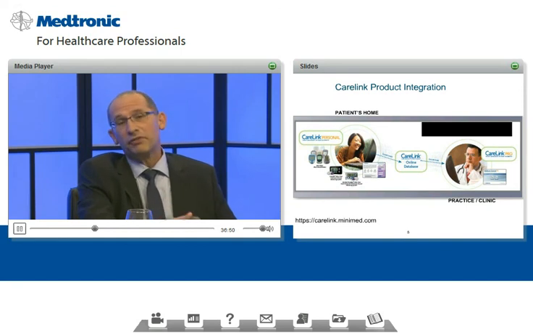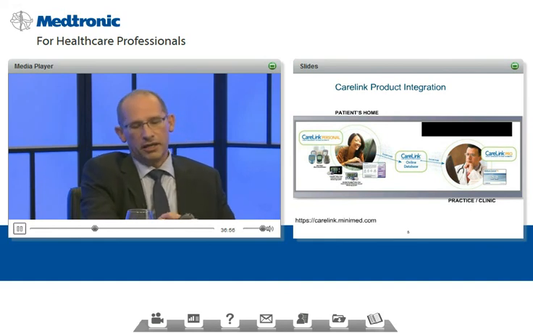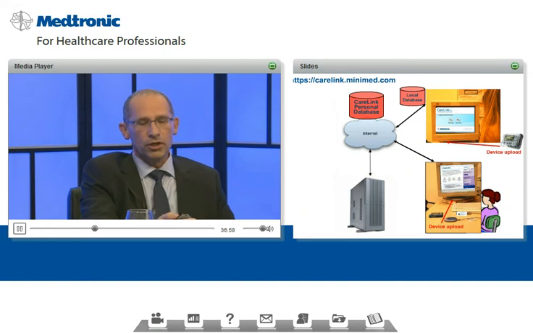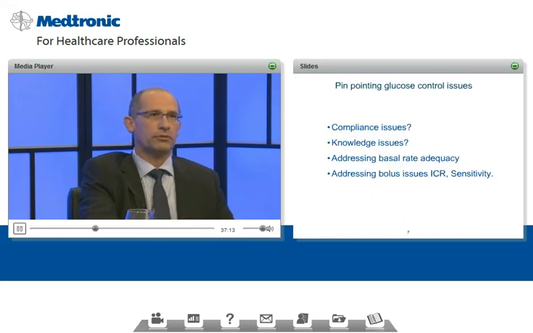So the physician, if he has the permission of the patient, can access the data that the patient is actually downloading at home. So the access can be either from the patient's download at home, or it can be downloaded at the physician's office or the clinic, and they can interact through a common server, which is secured.